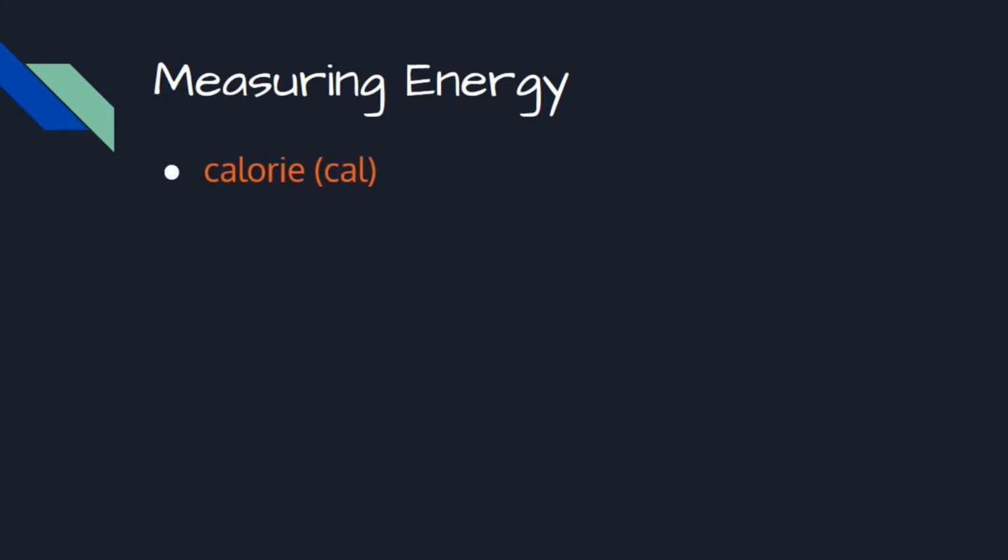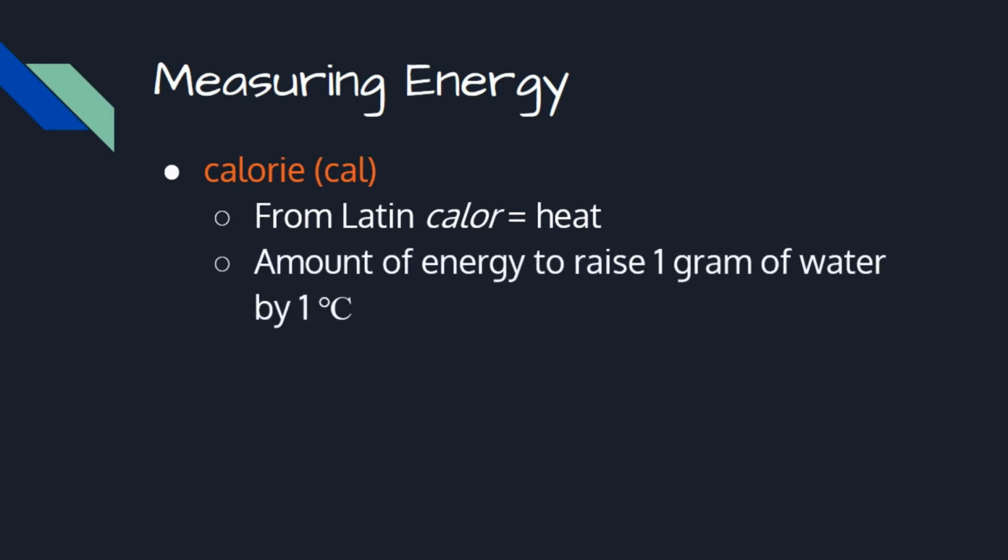So the first is a calorie. Now, you've probably heard calorie before. It does not mean what you think it means. A calorie, in chemistry language, comes from the Latin word calor, meaning heat. It's also the Spanish word for heat, calor. It's the amount of energy required to raise the temperature of 1 gram of water 1 degree Celsius. That is the definition of a calorie. It's a measurement of energy, the amount needed to raise the temperature of 1 gram of water by 1 degree Celsius.